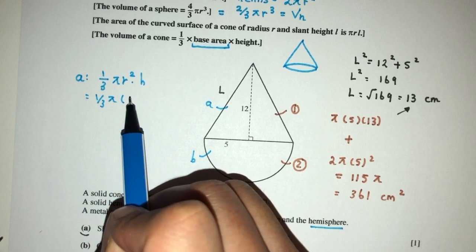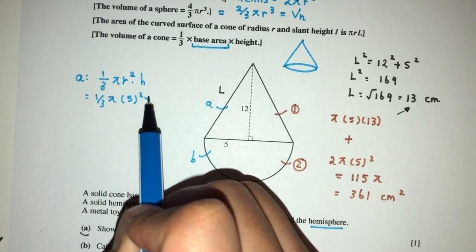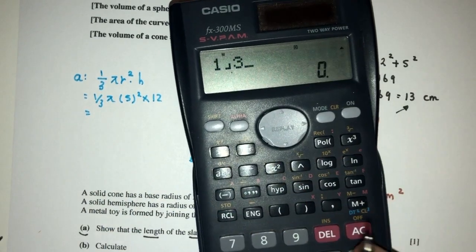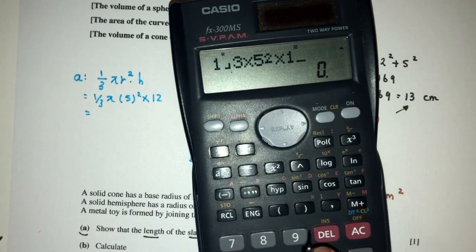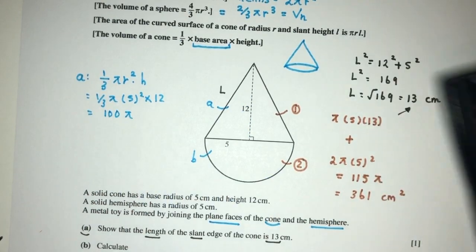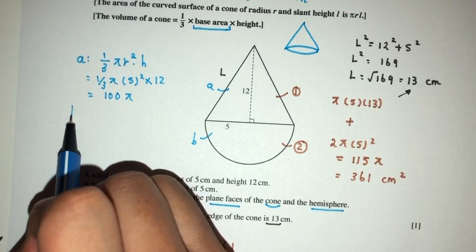Pi r squared is 5 squared. H is 12, the height. That will be 1/3 times 5 squared times 12. That will be 100 pi. Now for part B, let's see what we have.